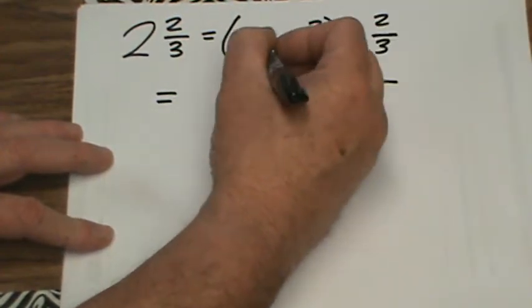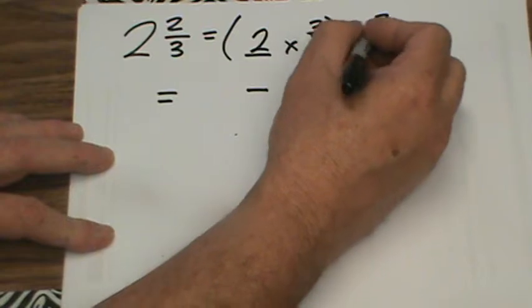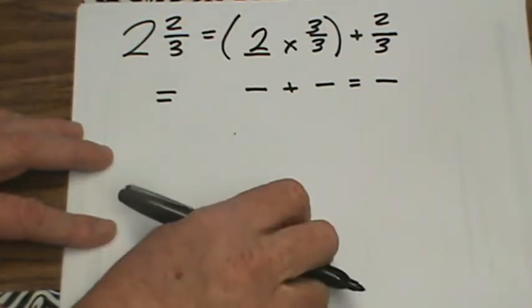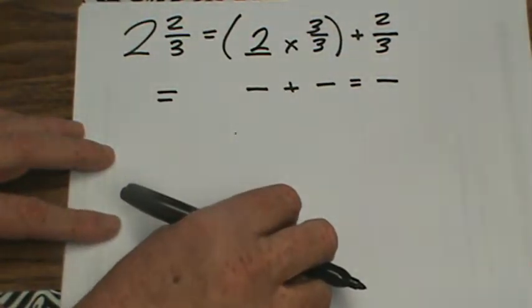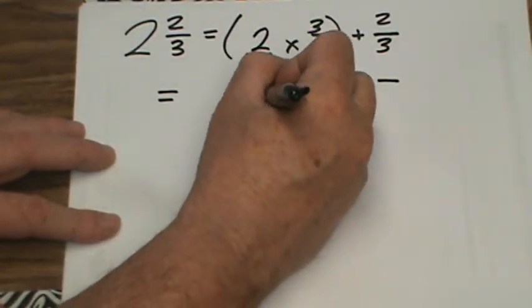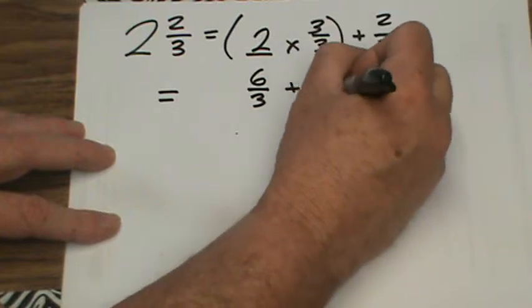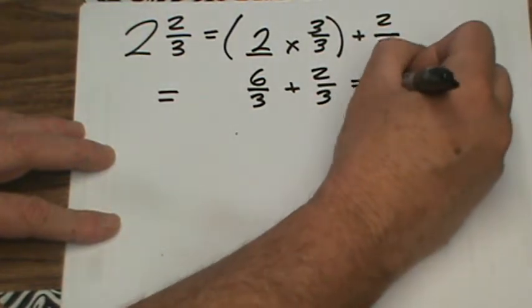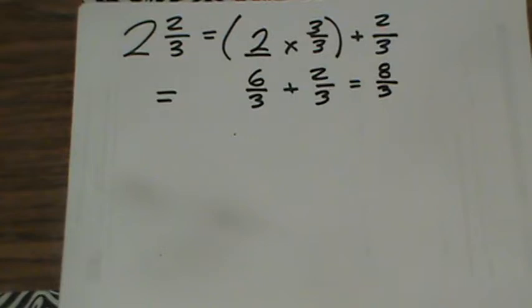So we're going to wind up with 2, right? 2 times 1 is 2, plus the 2/3. But now we bring it down here to fraction time. We get 2 times 3 is 6, so we have 6/3 plus 2/3 equals 8/3. 8 thirds is equivalent to 2 and 2 thirds.